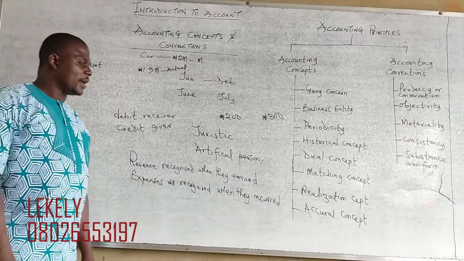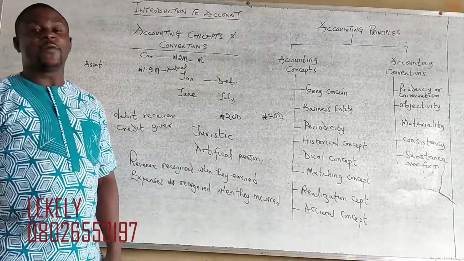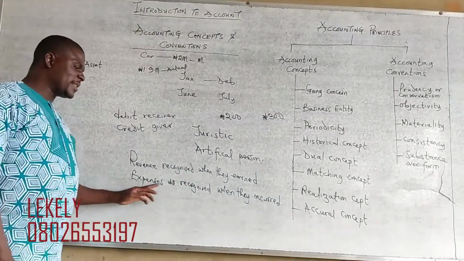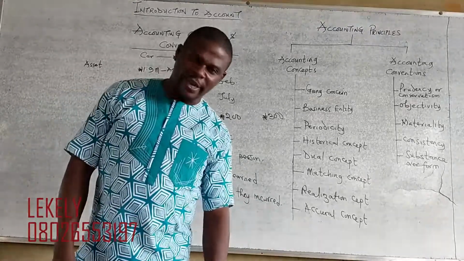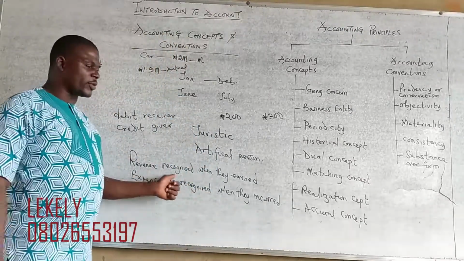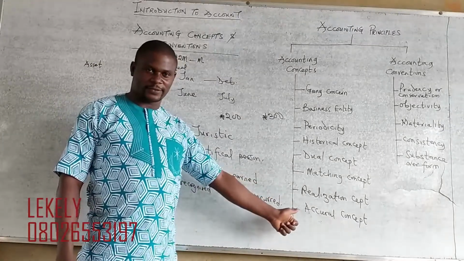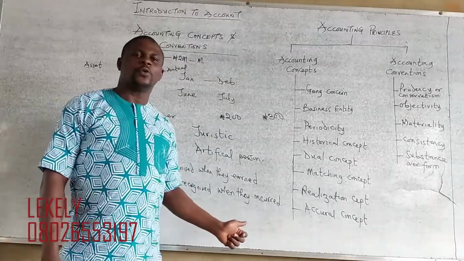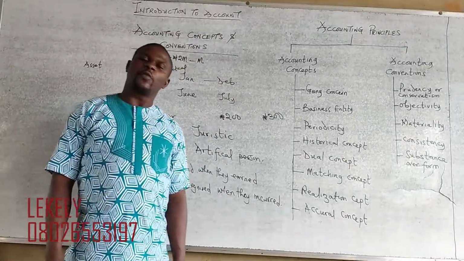Look at what the accrual concept is saying. It says that revenue is recognized when they are earned, even when they are not yet received. And then expenses are recognized when they are incurred, even when they are not yet paid for. That's the way we should put it. Revenue is recognized when they are earned. Are you with me? Even when they are not received. Have you written that? And expenses are recognized when they are incurred, even when they are not yet paid for.